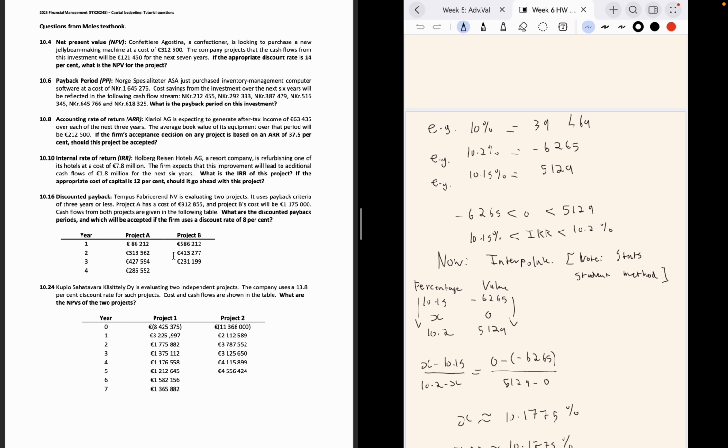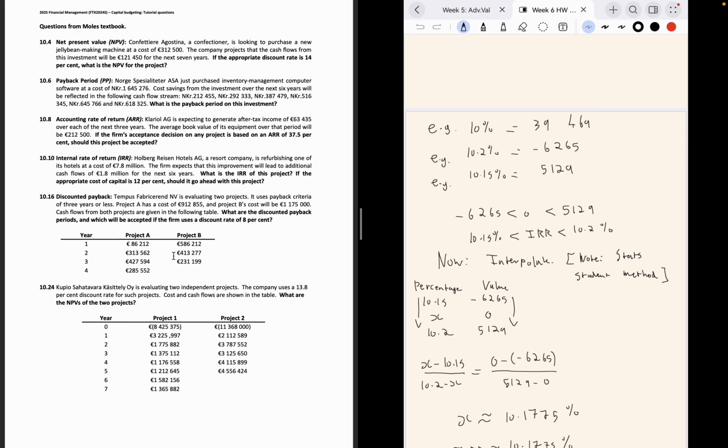If you calculate 10%, the value that you'll get is 39,469. If you try 10.2%, you will get negative 6,265. If you try 10.15%, you'll get 5,129. So we've got some important info. We know that 0 is between negative 6,265 and 5,129. So that also means that the internal rate of return is between 10.15% and 10.2%.